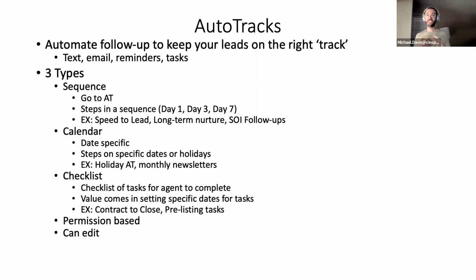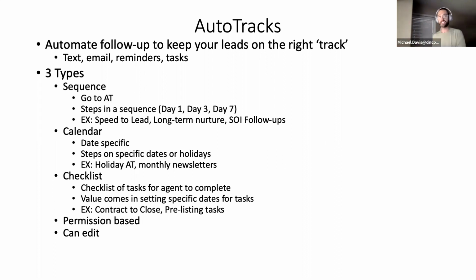The first type is going to be sequence. This is going to be your go-to auto track. If you've been with us long enough, this is our version of drip campaigns. Drips is the old, it's the bad, it's yucky. Auto track sequence is the new. It's where we're moving. It's where everything's going to go.